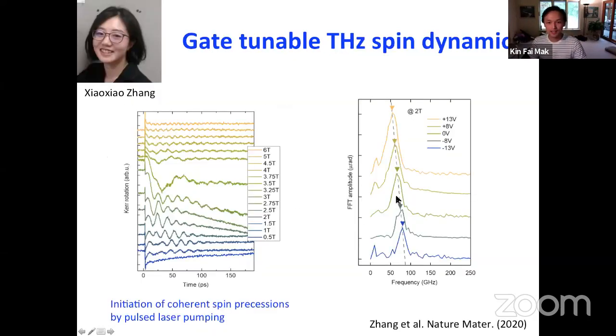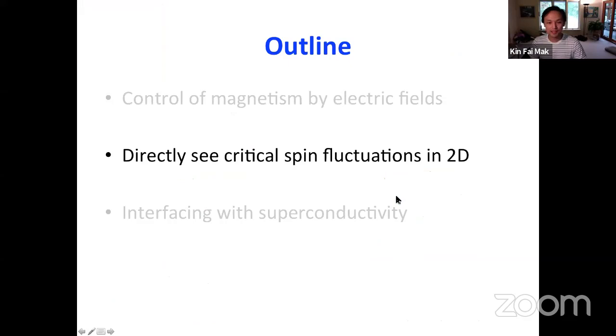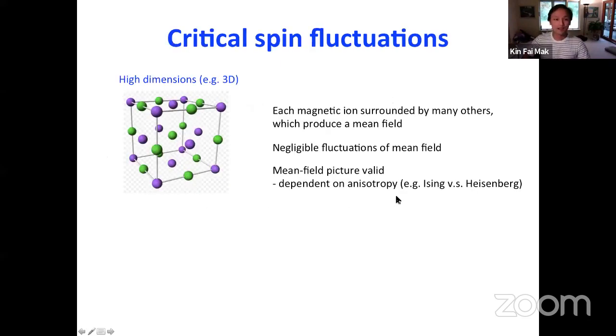So that's pretty much the part on electric field control of spins. And with the time remaining, maybe I can only talk about the second part of my talk, which is directly seeing the critical spin fluctuations in two dimensions. Okay. A brief introduction on critical spin fluctuation.